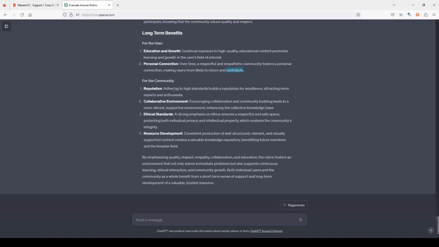As for the community, high standards that build a reputation of excellence, attracting more experts and more people to engage in that conversation. Again, more collaboration and community building. Standards, it's a place where people know they can get the information they need, and it values the individual. And as time goes on, this is a product. We have a well-structured product that supports knowledge transfer. Again, good for the user and good for the contributors as well.